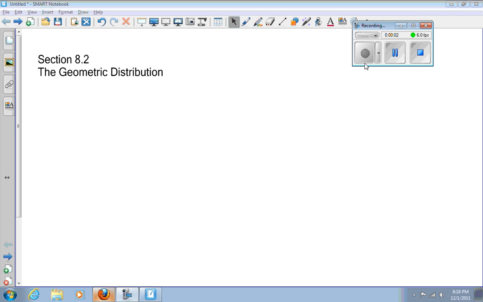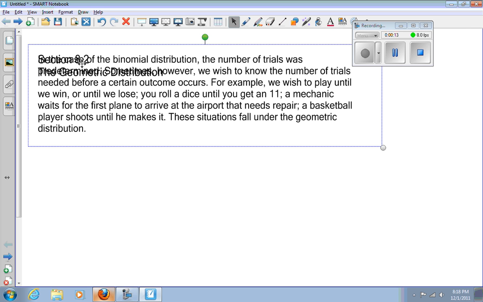Today I'd like to go over the second half of Chapter 8, which is the geometric distribution. The geometric distribution has some similarities to the binomial distribution, but there's also some differences. So here's some examples I've got.